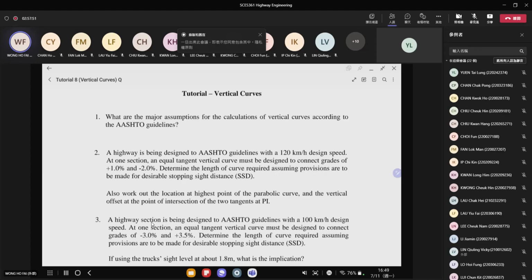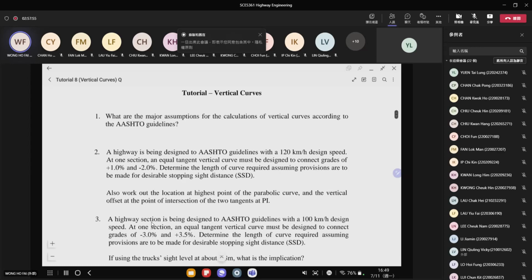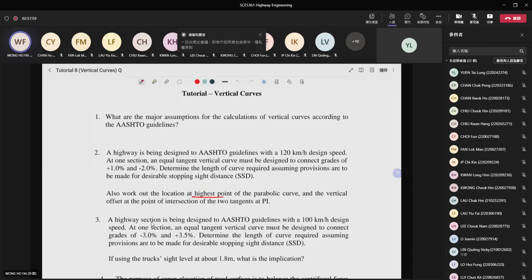Also work out the location of the highest point of the parabolic curve. That means you can find the values from the setting out equation. The vertical offset at the point of intersection of two tangents is PR. Then you may go home and try by yourself to find the highest point of the parabolic curve and then the vertical offset at the point of intersection.